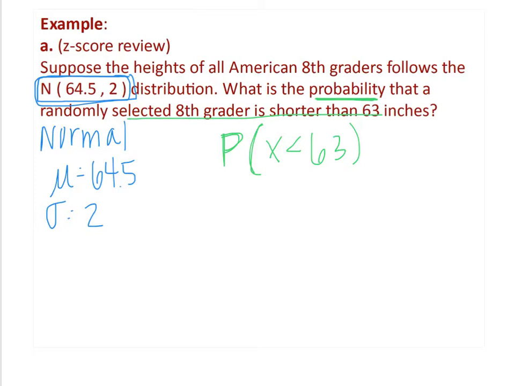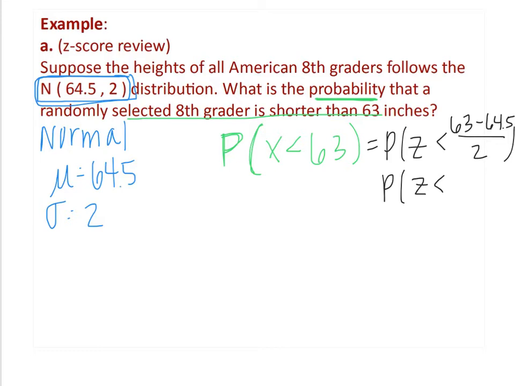So that notation represents normal, mean of 64.5, standard deviation of 2. Well, then the problem says, what is the probability that a randomly selected 8th grader is shorter than 63 inches? Or what's the probability that x is less than 63? Well, if I think about solving that, I'm given an x, a mean, and a standard deviation. So this is really asking, what's the probability that my z-score, x minus the mean divided by the standard deviation, is less than 63? And when I do that, I get the probability that my z-score is less than negative 0.75.